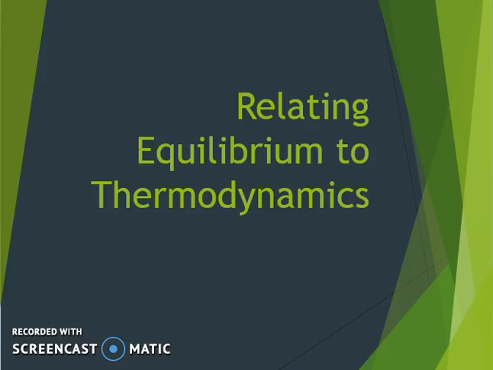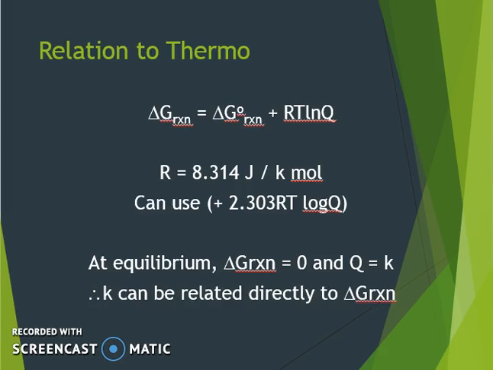So the last little bit of the equilibrium chapter is to show you how equilibrium is actually related to both kinetics and thermodynamics. The first thing I want to talk about is the connection to thermodynamics, and it starts with an equation that you're going to need to know. The equation is delta G reaction equals delta G0 reaction plus RT ln Q.